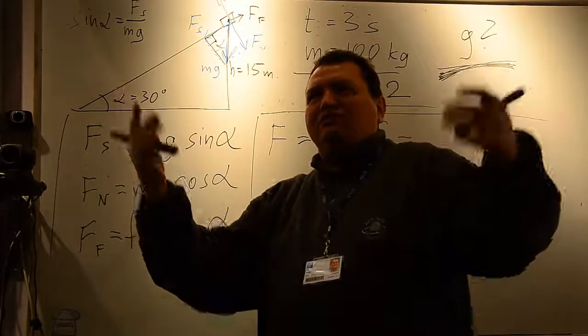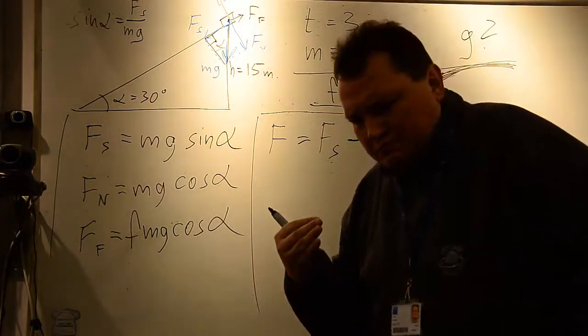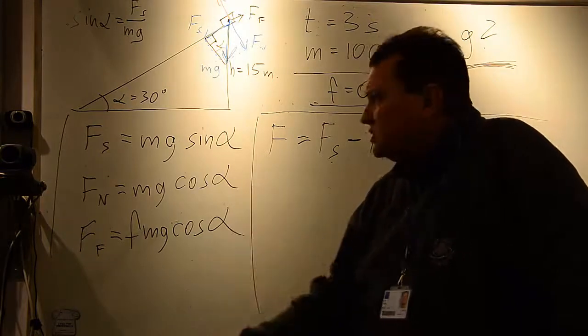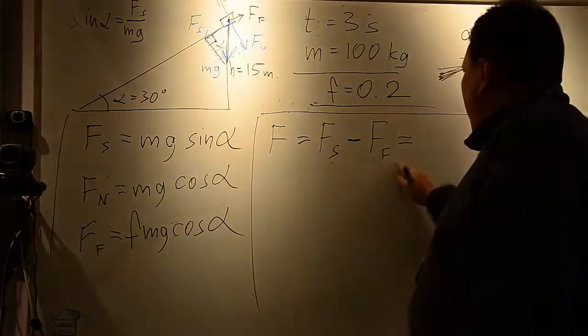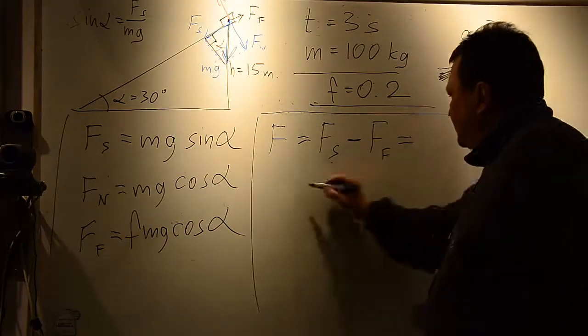How can I find the force without knowing G? I would say just follow the standard route. You know these two forces, the sliding force and the friction force. So the net force is something like this.